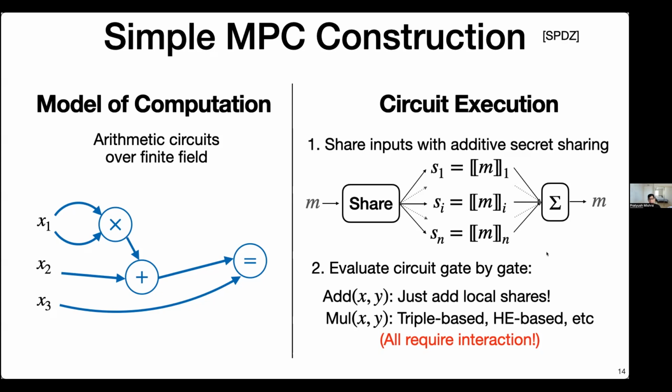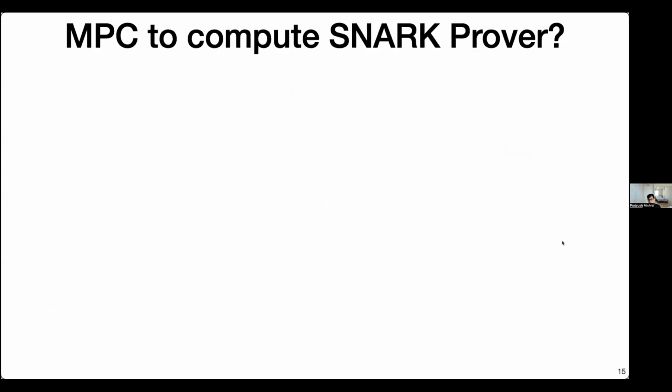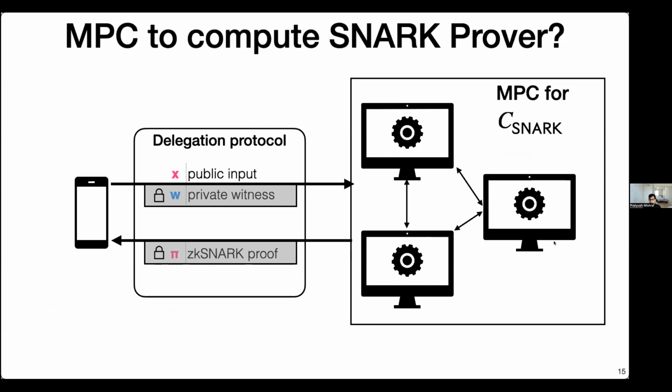Okay, awesome. All right, so this is the background in MPC. At first glance, this seems like the perfect tool to construct our delegation protocol, right? We'll have these workers. First, the delegator secret shares its witness with all of the workers. It runs the secret sharing protocol to generate, in this case, three secret shares of W, and sends the first share to worker 1, the second to worker 2, and the third to worker 3.